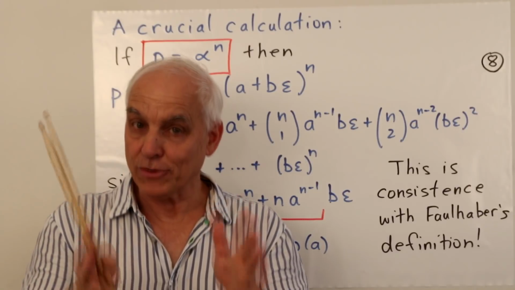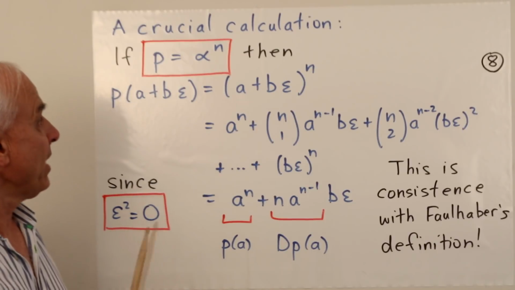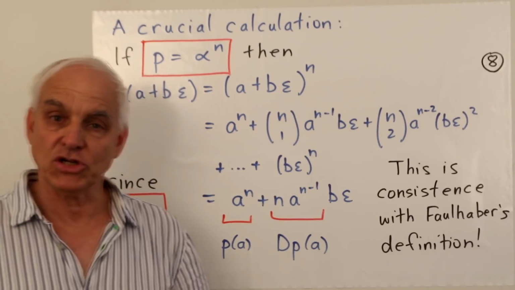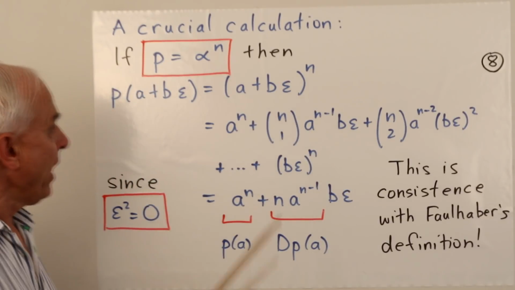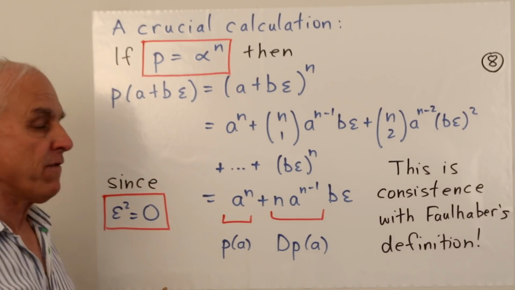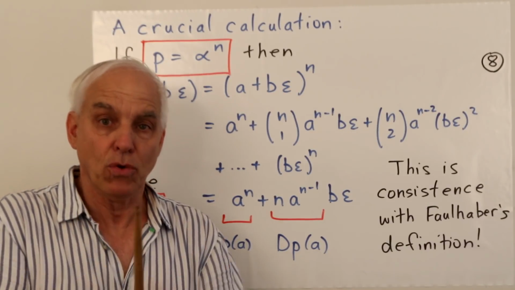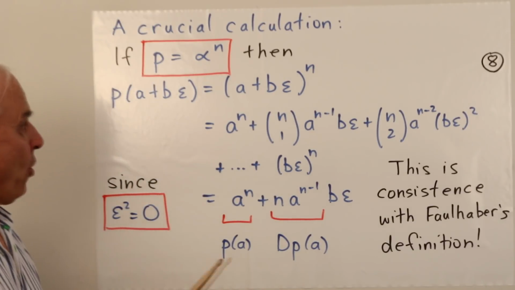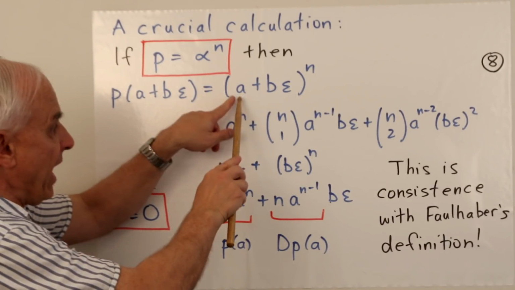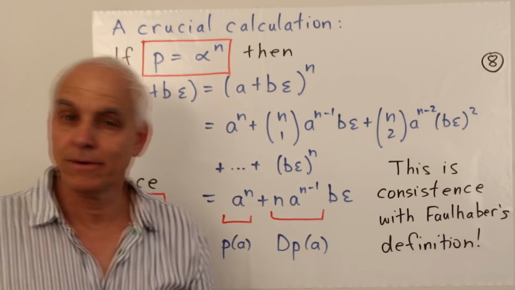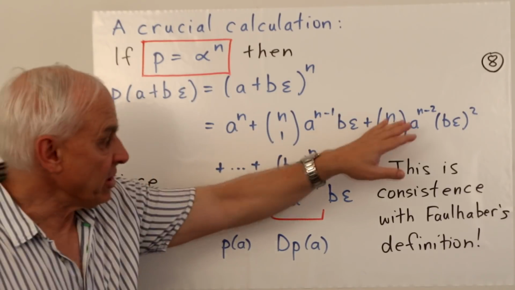So here's an important calculation that directly connects with Faulhaber's original definition. Let's look at the polynumber p, which is just the pure power alpha to the n. N is a natural number. And then let's look at p of a plus b epsilon, this general dual complex number. Well, it's just what you get when you substitute this in for alpha. So we get a plus b epsilon to the n. And now we can use the binomial theorem. This is essentially the binomial theorem here.